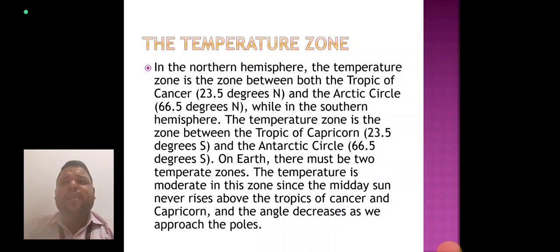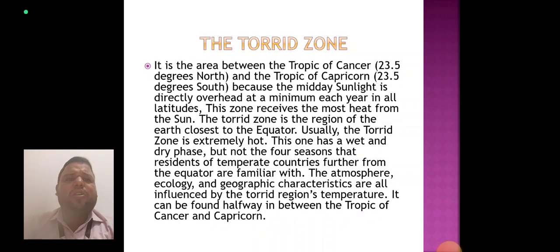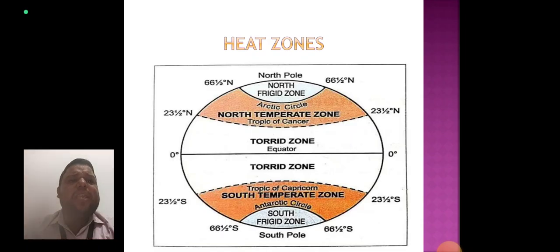Now second is temperate zone. Temperate zone is a moderate temperature zone. The north temperate zone lies between the Tropic of Cancer and the Arctic Circle, and the south temperate zone lies between the Tropic of Capricorn and the Antarctic Circle. The sun rays reach the Earth's surface at slanted angles throughout the year.